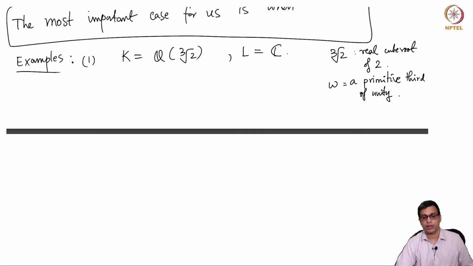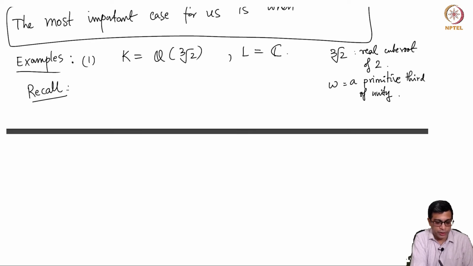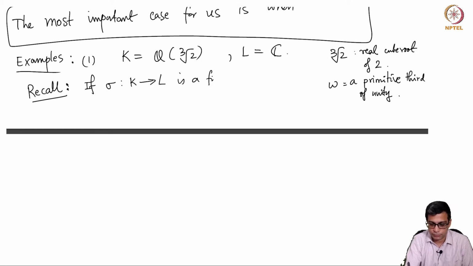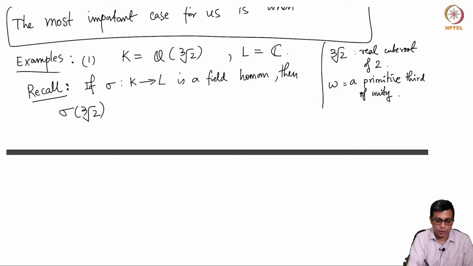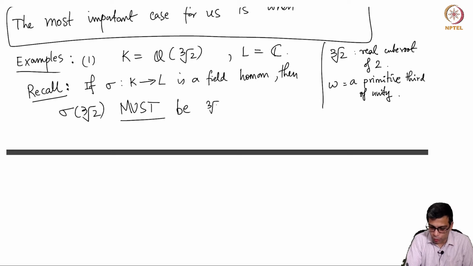Okay, so now what are the homomorphisms from K to L? The most important feature of field homomorphisms that I recalled in an earlier video is that if sigma is a field homomorphism from K to L, then sigma of cube root of 2 must be either cube root of 2 or cube root of 2 omega or cube root of 2 omega square.